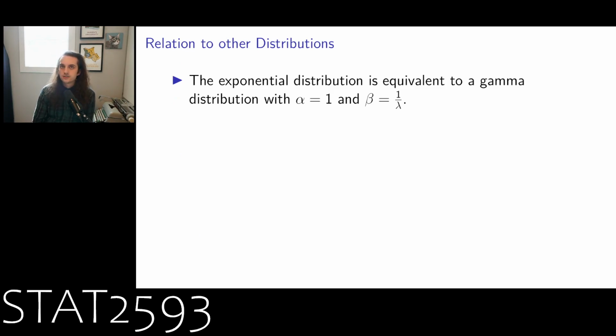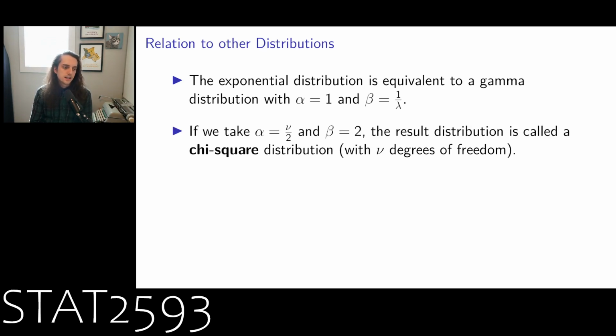Now, there are other distributions that also follow a gamma distribution that we're interested in. If you go back to how we define the gamma density, you should be able to see that if you take alpha equals 1 and beta equals 1 over lambda, then you're going to get the exponential that we saw. If we take alpha to be nu over 2 and beta to equal 2, then the resulting distribution is called a chi-square distribution, and it's going to have nu degrees of freedom.